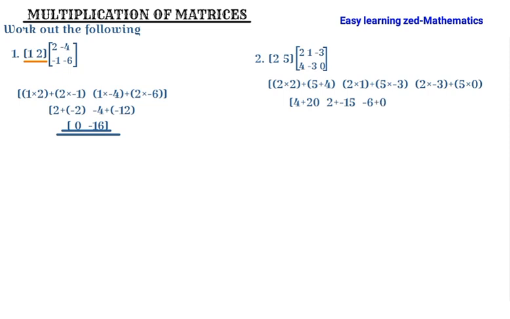Now once we have done that, we are going to add these products we got. So 4 plus 20 will give us 24. 2 plus -15 will give us -13. Then -6 plus 0 will give us -6. And that is the final matrix we have gotten. So basically, this is how you multiply matrices.